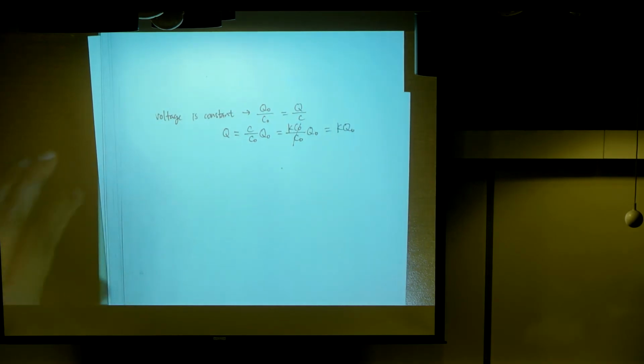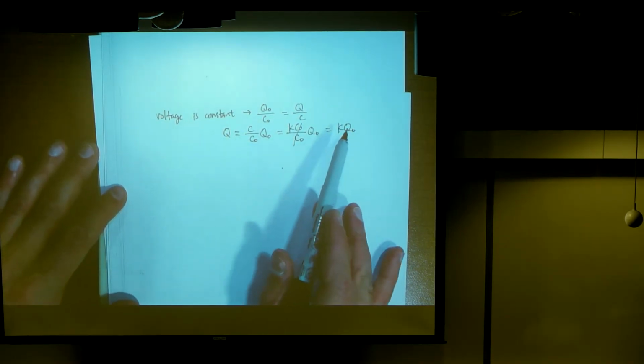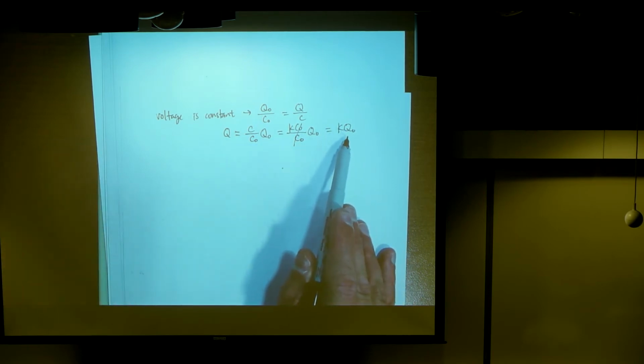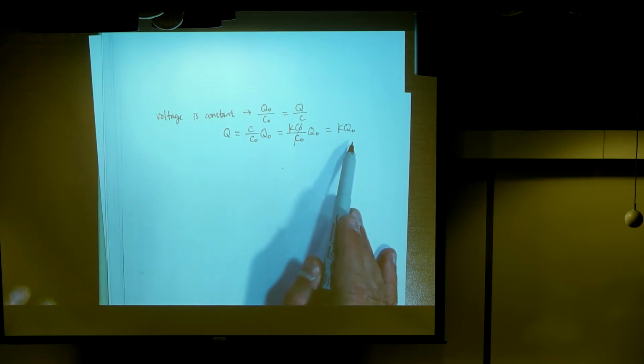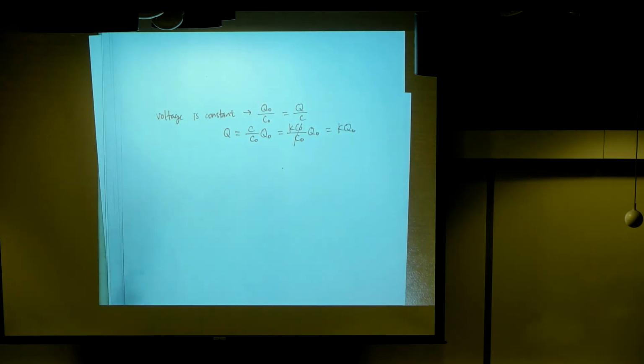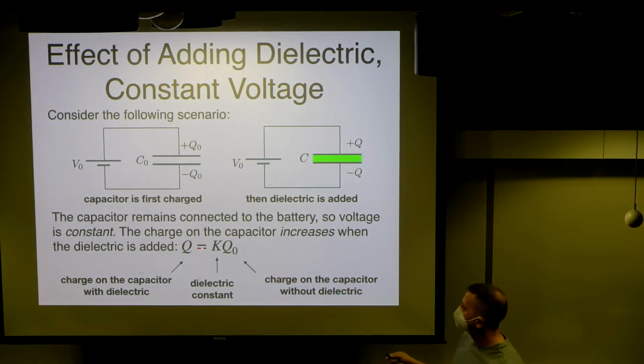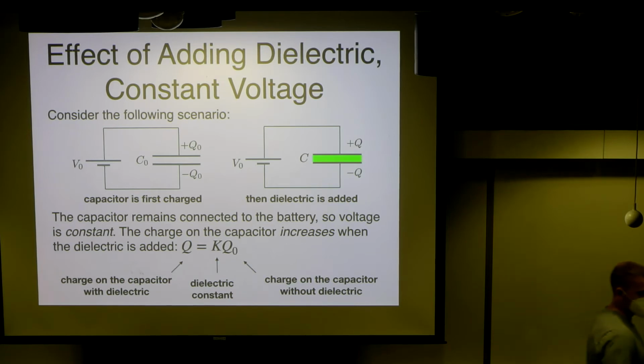So if we keep the voltage constant and we add a dielectric, that increases the charge on the plates, and it increases the charge by a factor of K. That's what we're seeing here. That make sense? So the charge goes up by a factor of K. That's our dielectric constant from before. So that's the result. Q, the charge on the capacitor with our dielectric present, equals K, the dielectric constant, times Q naught, which is the charge on our capacitor plates without the dielectric present.